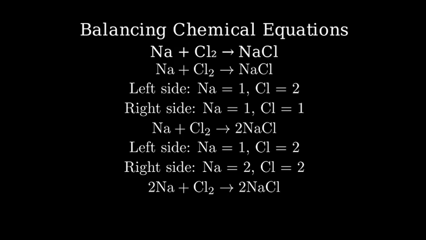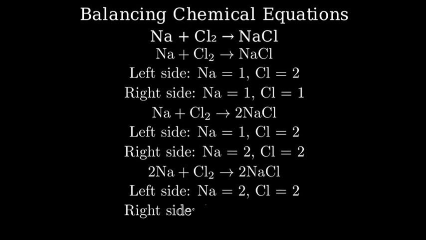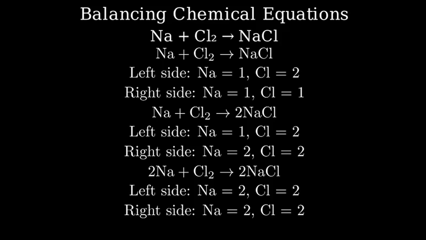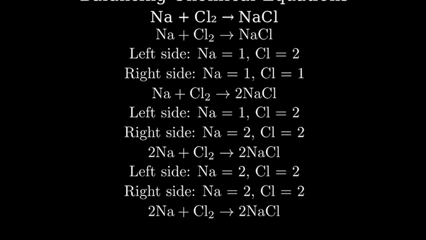Let's do a final check to make sure our equation is now balanced. On the left side, we have two sodium atoms and two chlorine atoms. On the right side, we also have two sodium atoms and two chlorine atoms. Great! Our equation is now balanced. The final balanced equation is 2 sodium atoms plus 1 chlorine molecule yields 2 sodium chloride molecules.